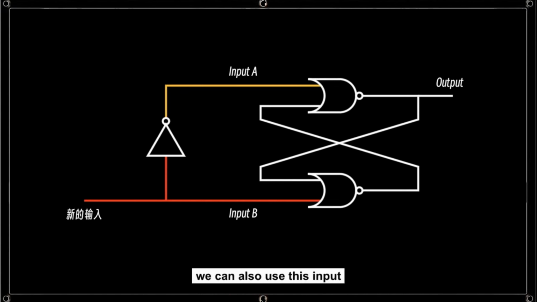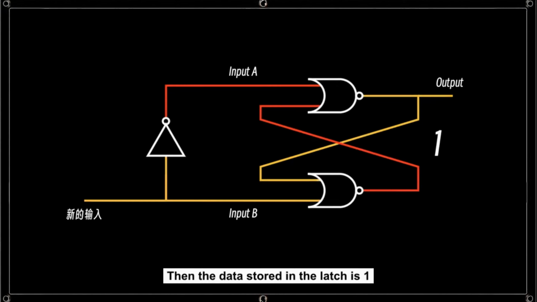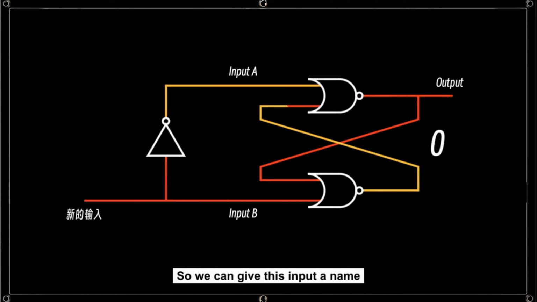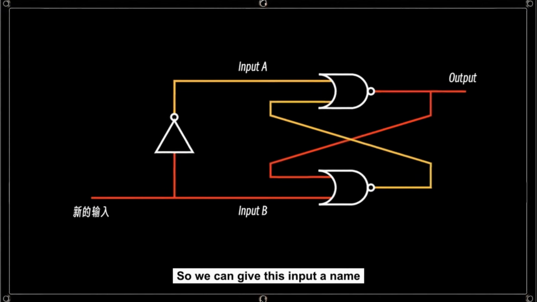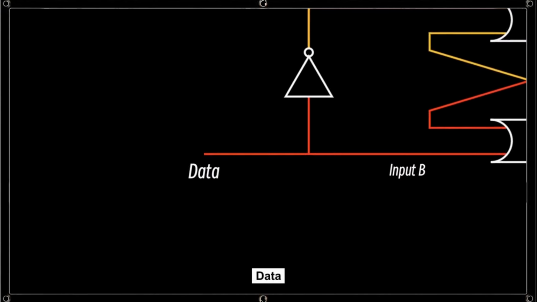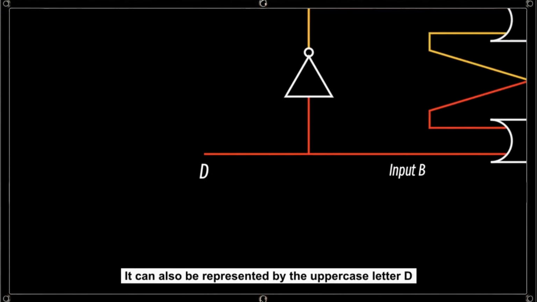Meanwhile, we can also use this input to set the value stored in the latch. If the input is high voltage, then the data stored in the latch is 1. If the input is low voltage, then the stored data is 0. So we can give this input a name. Let's call it data. It can also be represented by the uppercase letter D.